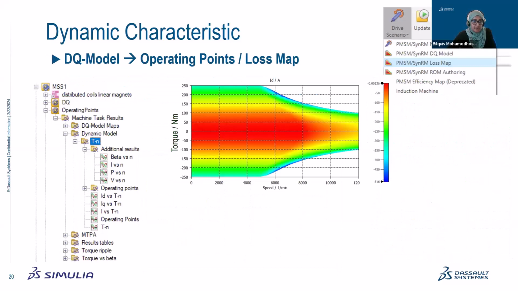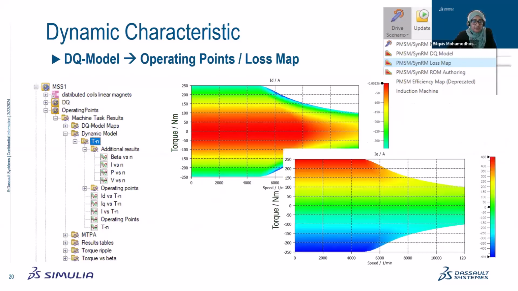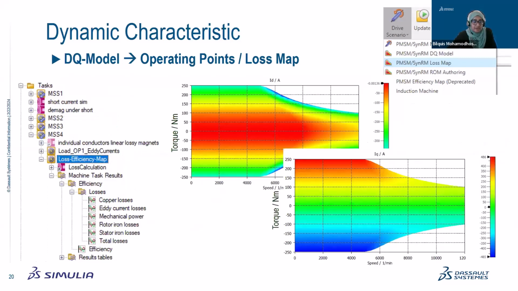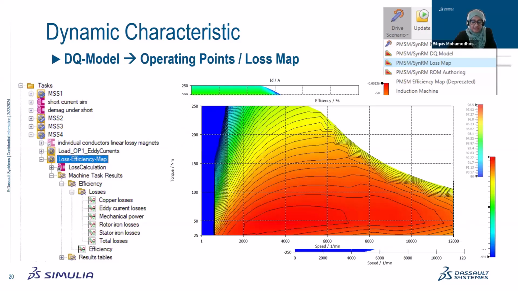And also you'll have the ID and IQ current in terms of the torque and speed, and the different losses that occur in the machine as a function of that, to create the efficiency map.